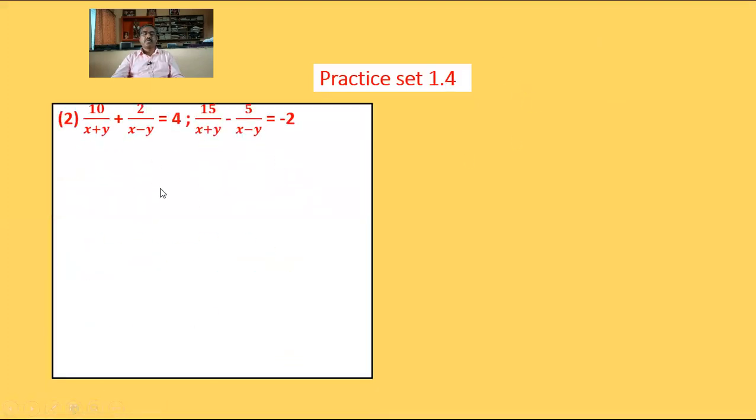Problem number 2. 10 upon x plus y plus 2 upon x minus y is equal to 4 and 15 upon x plus y minus 5 upon x minus y is equal to minus 2. Solution of this problem: 10 upon x plus y plus 2 upon x minus y is equal to 4. We consider this equation number 1, and the second equation, 15 upon x plus y minus 5 upon x minus y is equal to minus 2, equation number 2.